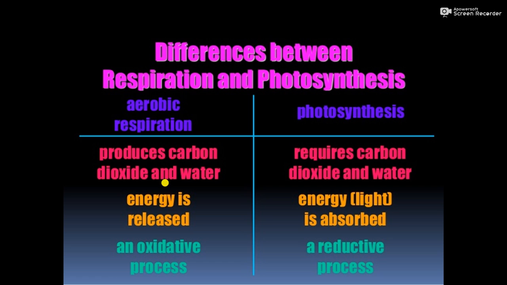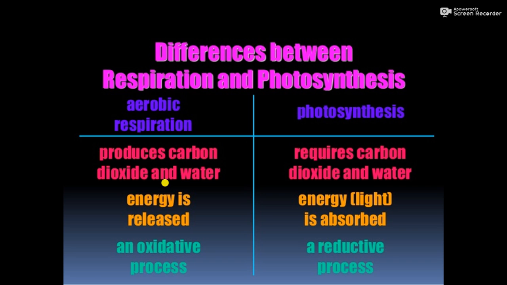So here, one side is aerobic respiration and the other side is photosynthesis. Aerobic respiration produces carbon dioxide and water, and photosynthesis requires carbon dioxide and water. In aerobic respiration, energy is released, and in photosynthesis, energy is absorbed.